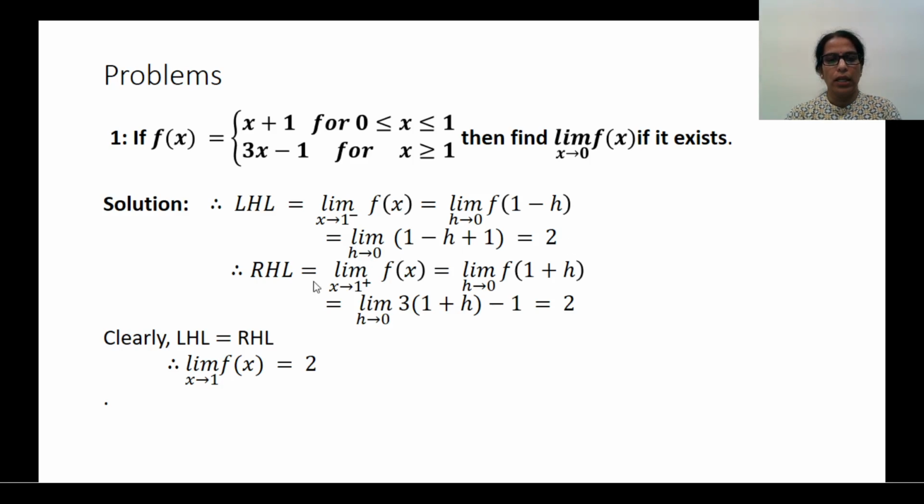Now find the right hand limit. Limit x tends to 1 plus f of x, which is equal to, since x tends to 1 plus, that means x is greater than 1. Therefore, the function is 3x minus 1. So here, in this case, replace x by 1 plus h. That is 3 into 1 plus h minus 1. So after applying the limit, it will be 2. So left hand limit is equal to 2 as well as right hand limit is equal to 2. Therefore, the limit of this function exists and it is 2.